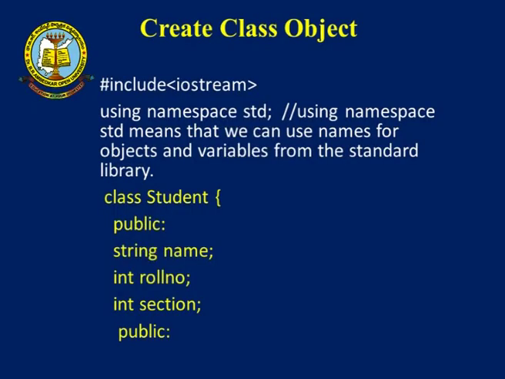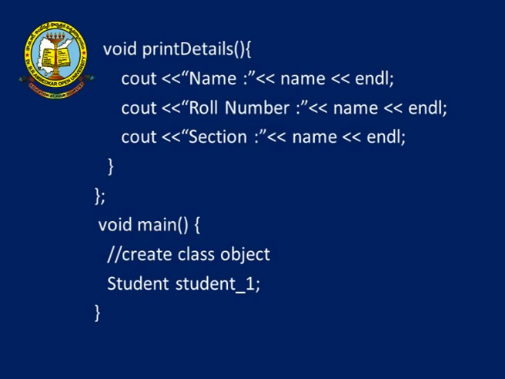Again, class is a keyword, student is the class name, and then an open brace. Next we mention public, the public access specifier. By default everything is private in C++ classes. If you declare anything within the private section, you cannot access it outside of the class. That's why we mention the public access specifier. So name, roll number, section: these are the attributes or variables. Next, using the void print details method, I am printing the name, roll number and section.